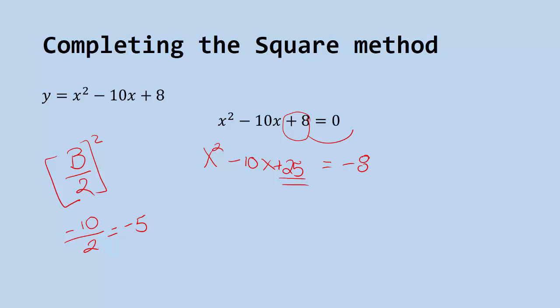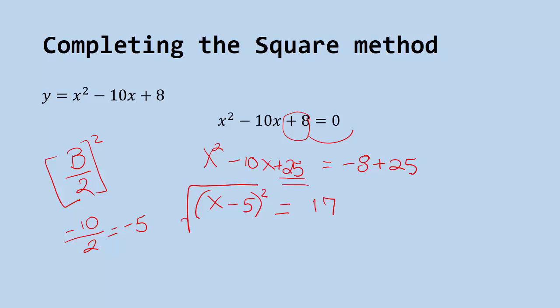Now I've done it to the left. Now I need to do it to the right. So we're going to add 25 to this side. So now we go ahead and take a look here. We got our left side we can put into our form. So we have our x minus 5 squared. It's now a perfect square. Negative 8 plus 25, that's going to give us a positive 17.